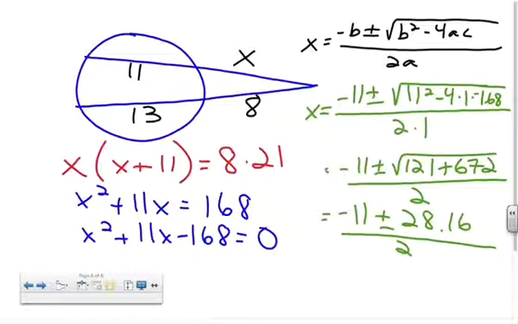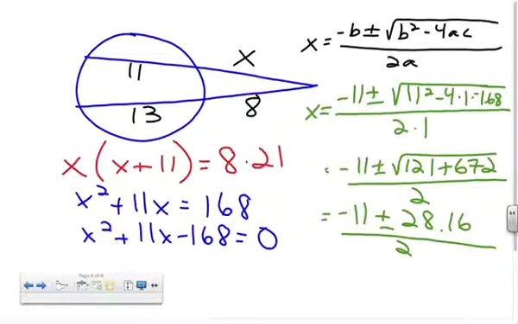Okay, so once again, let me address Maddie's question. Because of that plus or minus, I have 2 solutions for x. One of them is negative 11 plus 28.16 and then divided by 2. And the other one is negative 11 minus 28.16 divided by 2.